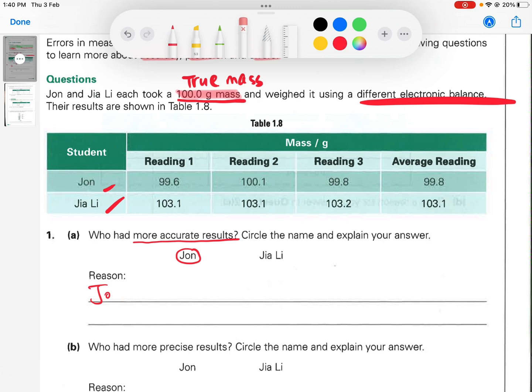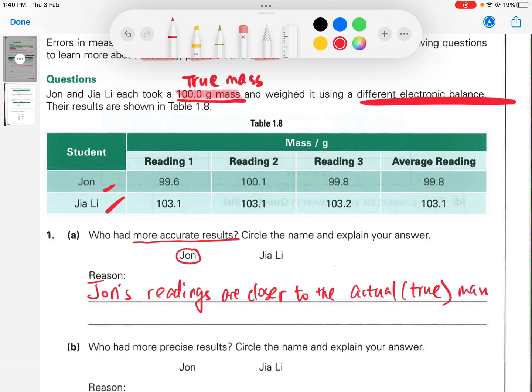All right. So why do you say John? Let's write down the reasoning. We can see that John's readings are very close to... We can say that John's readings are closer to the actual or the true mass of 100.0 grams. John's readings are closer to the actual mass or true mass of 100.0 grams.